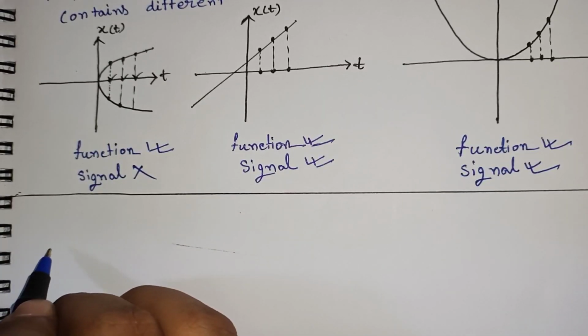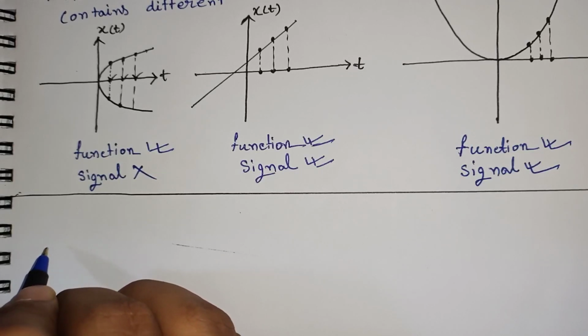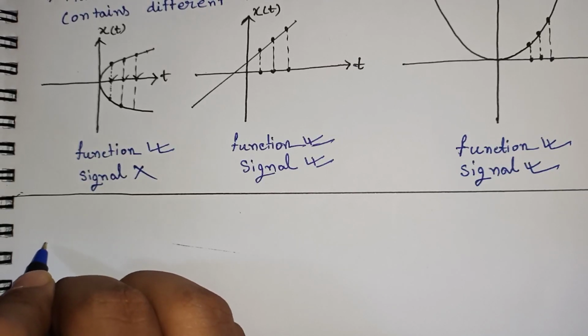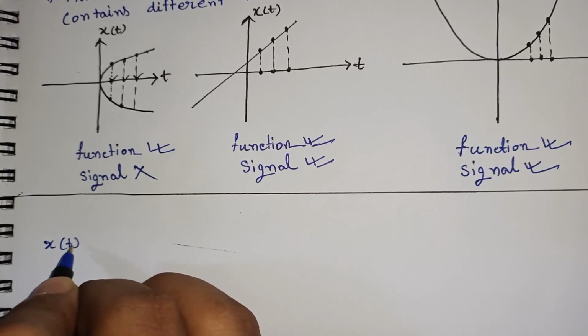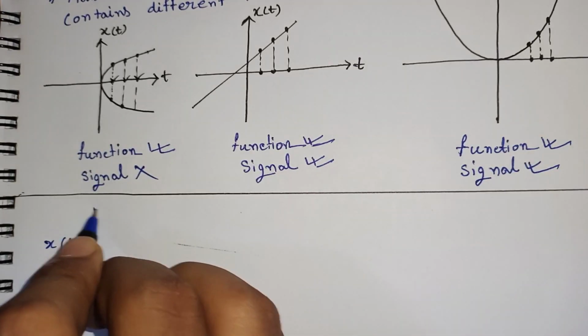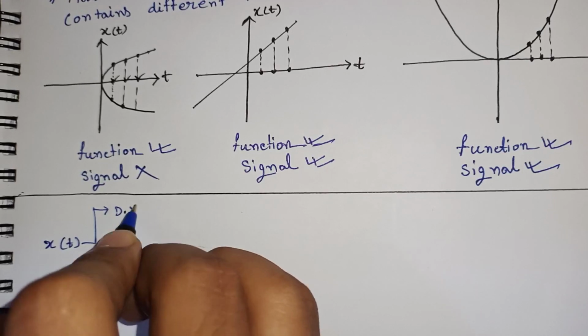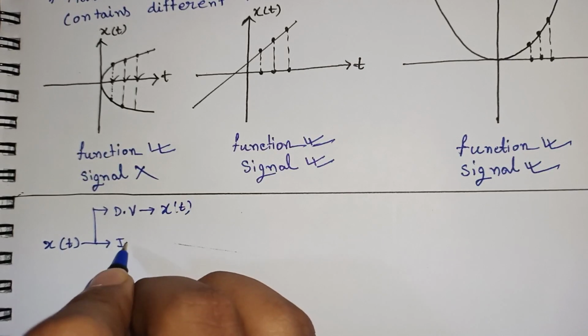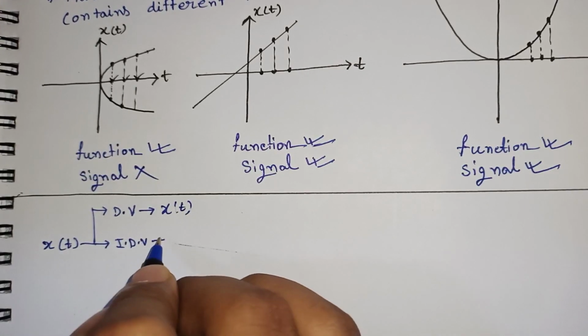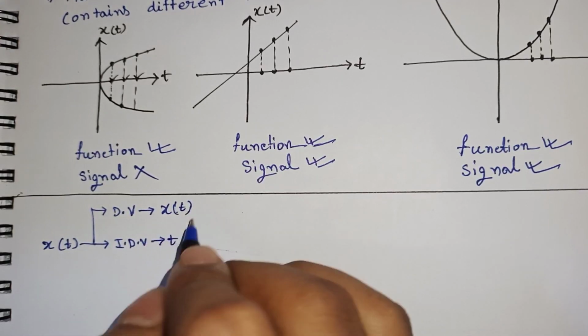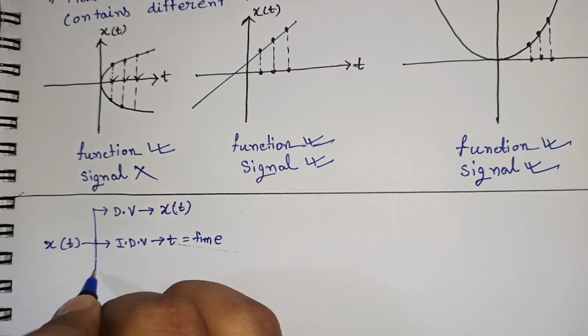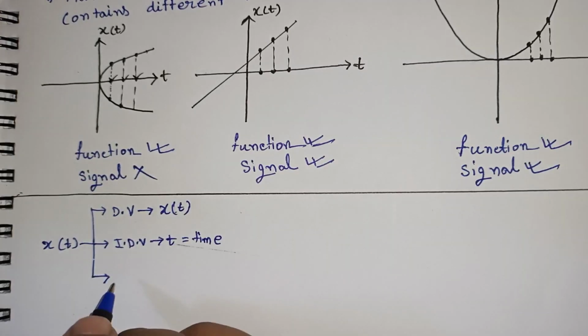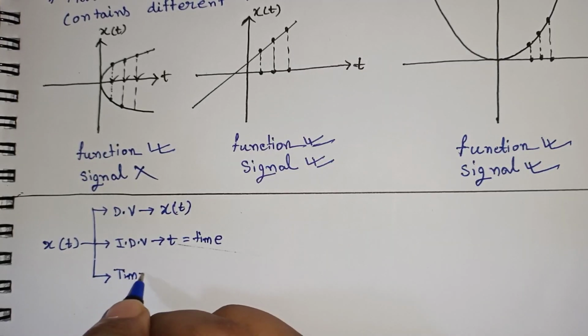Now let's see what type of signals we have based on the variables. x(t), a dependent variable is x(t), independent variable is t, and what type of signal is this? It is a time domain signal.